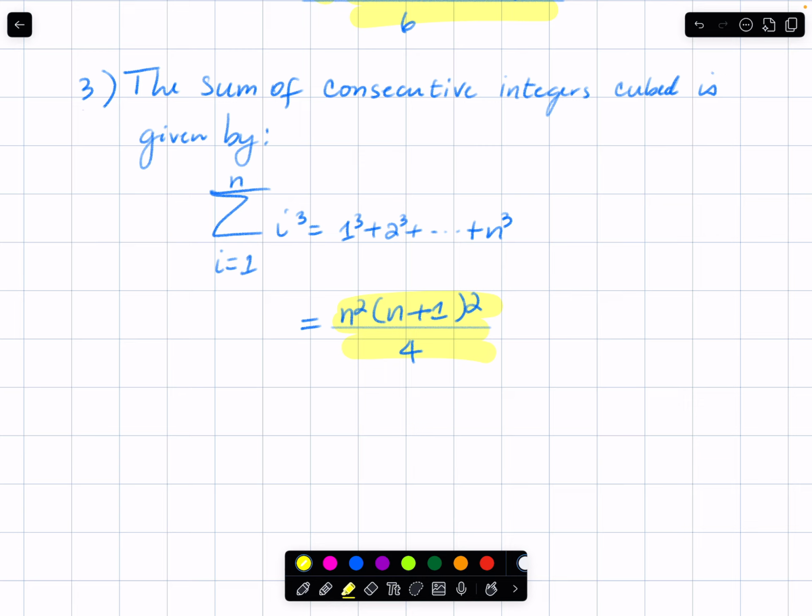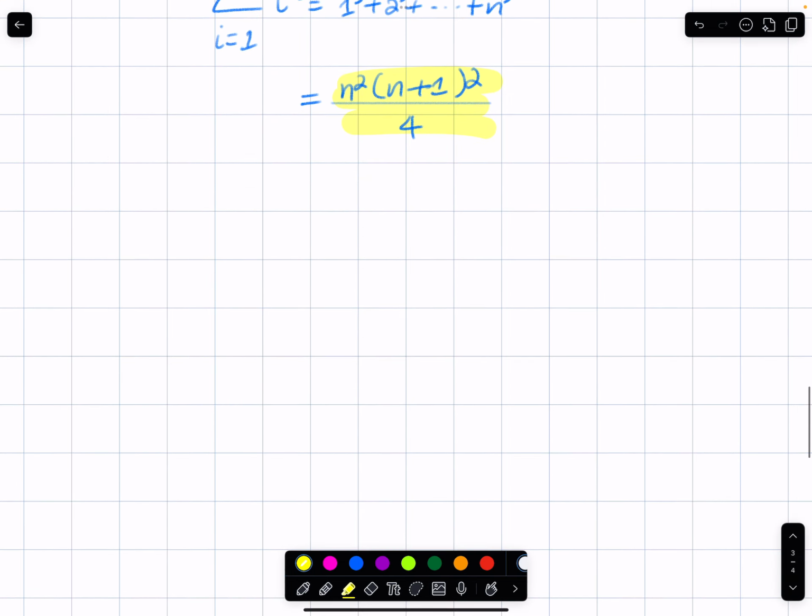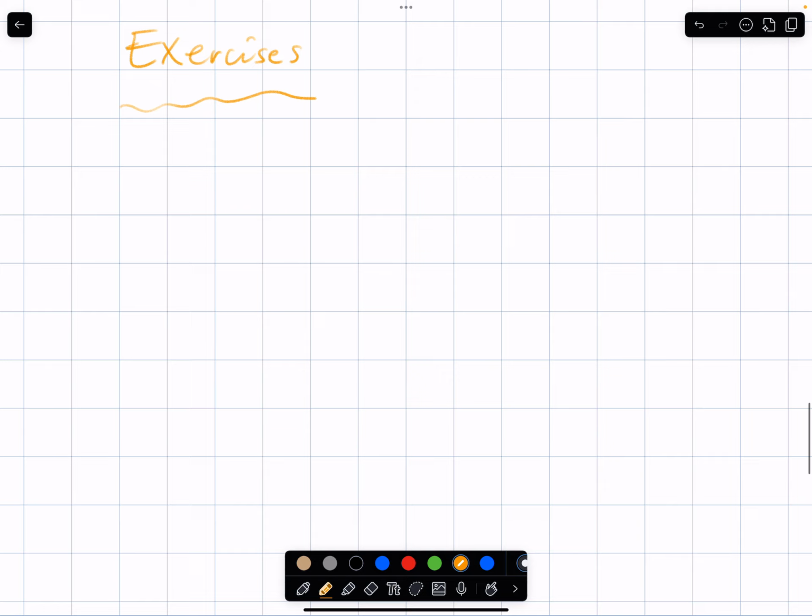And that's it. Maybe now we can do one problem or two, and maybe that'll start making sense. Let's just do a couple of questions. Let's just do an exercise or something. Maybe that will make sense. All right.